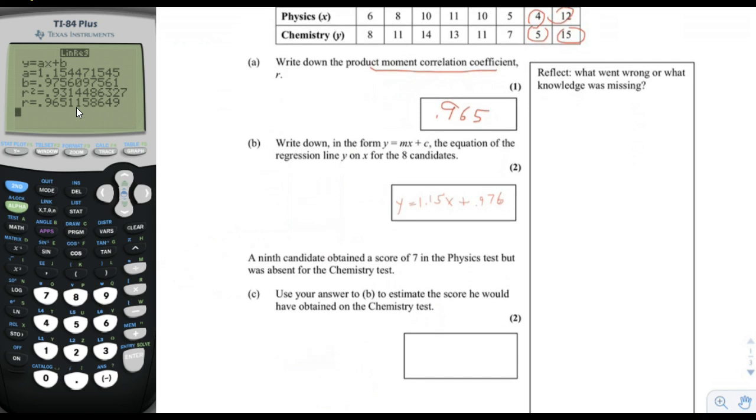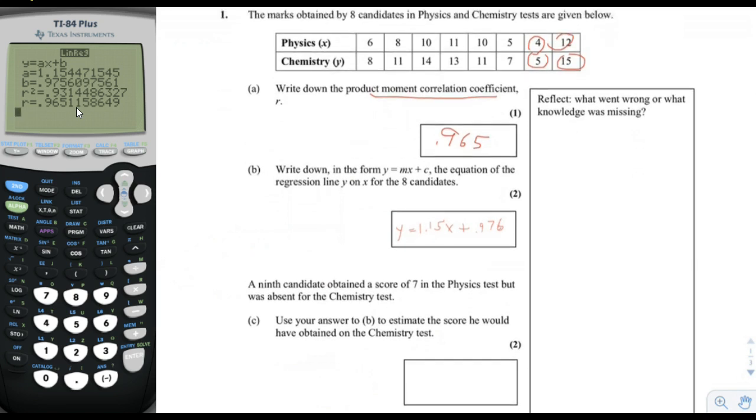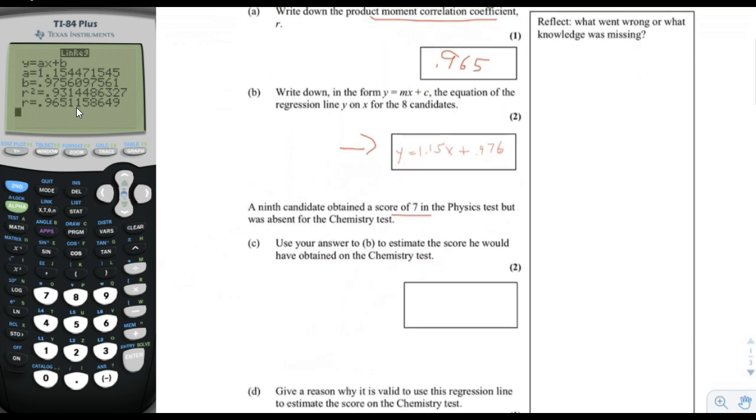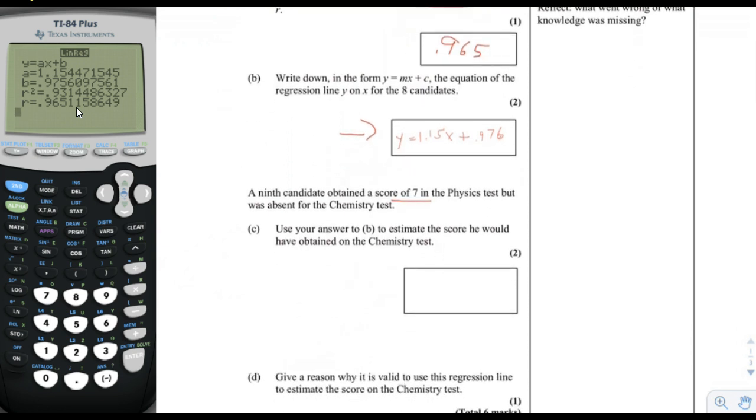Next step. It says the ninth candidate obtained a score of 7 in the physics test, but was absent for the chemistry test. Use your answer in B to estimate the score he would have obtained on the chemistry test. So you can do this a variety of ways, and the easiest way, in terms of not having to memorize anything with the calculator, is to just plug the 7 in for x in your formula or the equation that you got in B. And then just use your calculator to calculate that out.